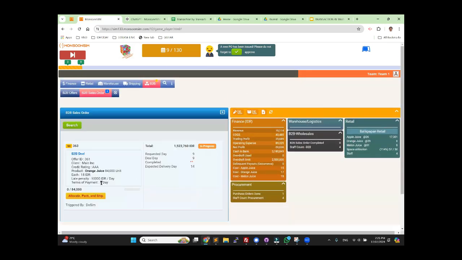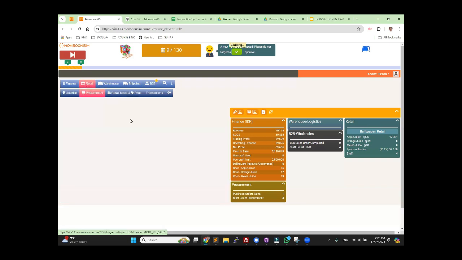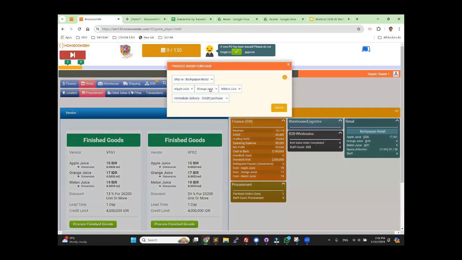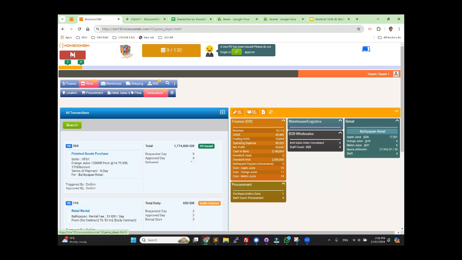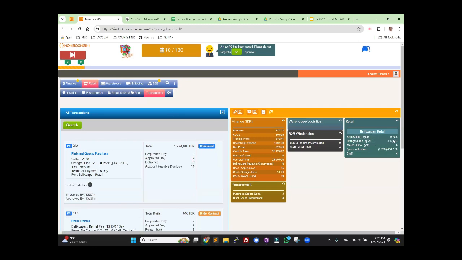All right. There's a term of payment of 5 days. Yeah, so we need to sell orange juice to this company called Main Incorporation. Now, because I haven't got enough to fulfill this orange juice, I'm just going to go and buy a bunch of orange juice. I can in fact just go to retail and buy orange juice, 120,000 into Balikpapan. Okay, so I'm going to buy a lot of oranges to Balikpapan, and the next day it has been delivered, and of course it's selling because Balikpapan is the retail store, so it is selling.